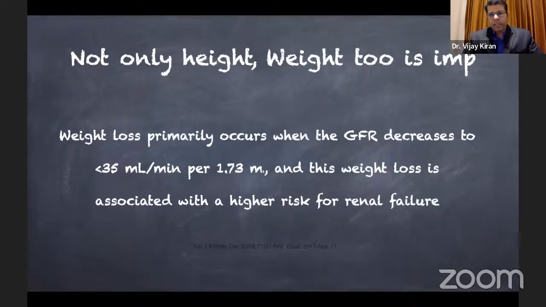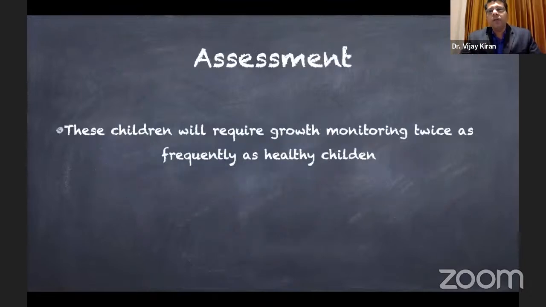Weight loss primarily occurs when the GFR gradually decreases to less than 35, and this weight loss has been associated with a higher risk for renal function itself. So it is an independent contributing factor for increasing loss of residual renal function. So how do we assess?